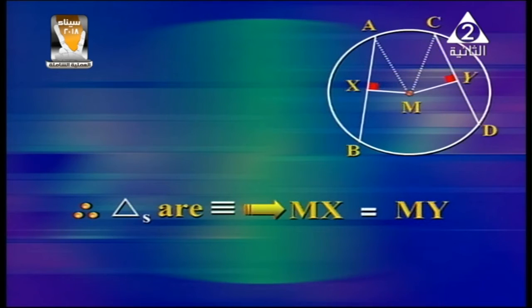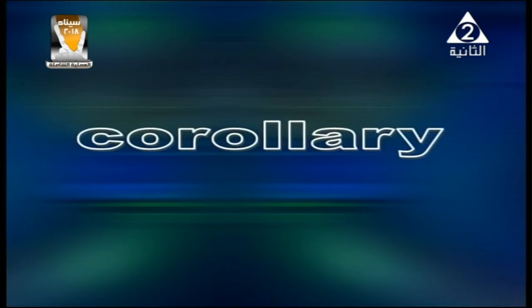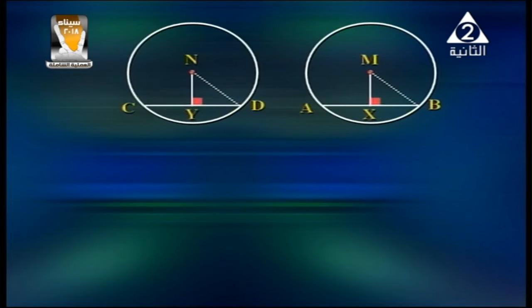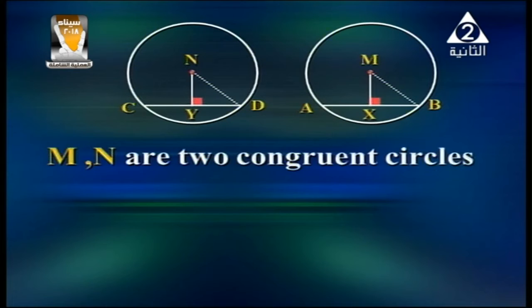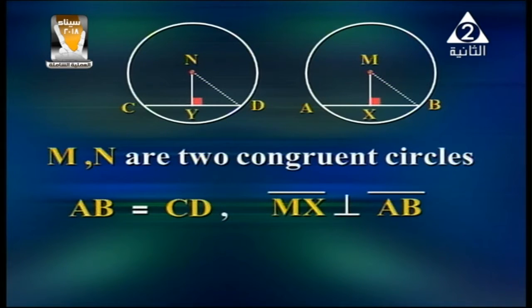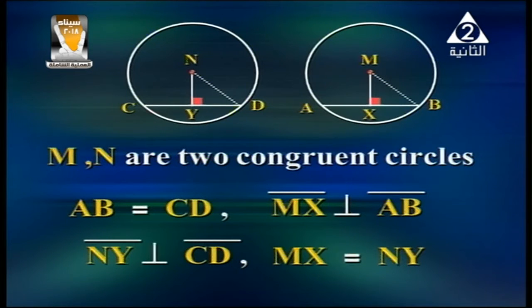Now we are going to have an important corollary which says that in congruent circles, chords which are equal in length are equidistant from their centers. This means that M and N are two congruent circles, AB equals CD, MX perpendicular on AB, NY perpendicular on CD. Therefore, MX equals NY.